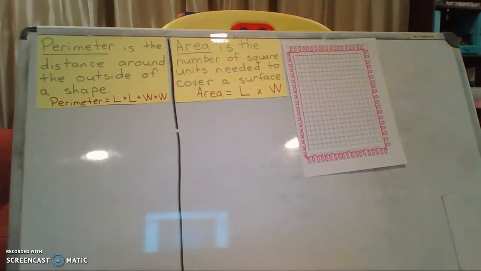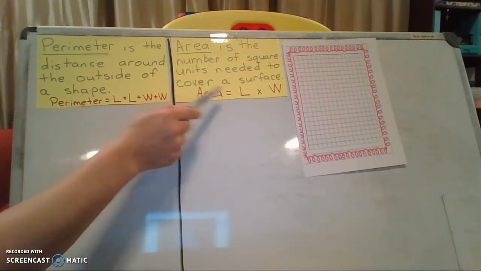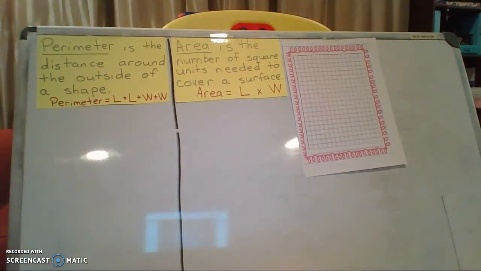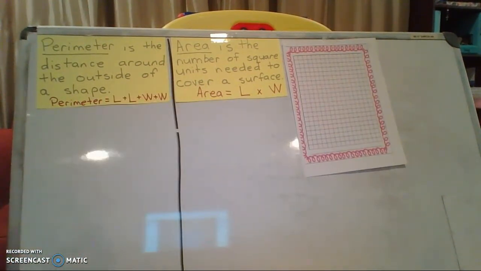When talking about area, area is the number of square units needed to cover a surface area. And the formula that we learn in fourth grade for area for a rectangle or a square is the length times the width. Now, the number of units needed could be square inches, they could be square centimeters, they could be square miles or square kilometers. So let's take a look at some examples and decide whether we're looking for perimeter or for area.